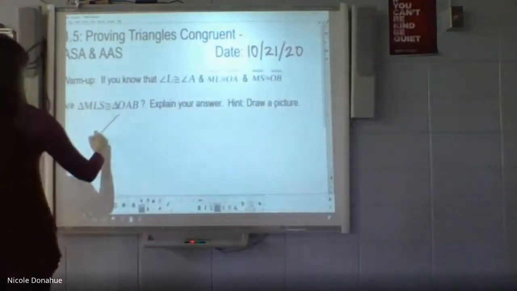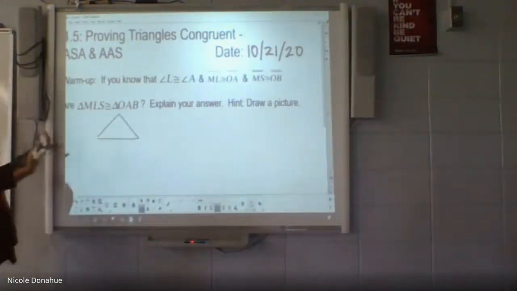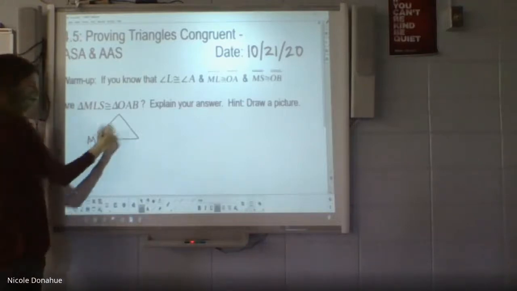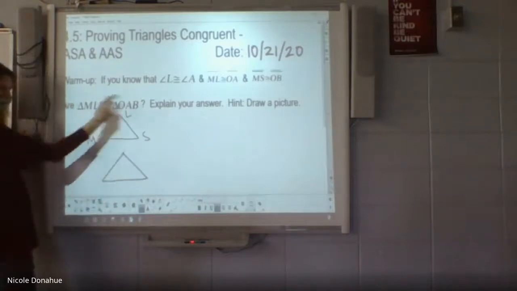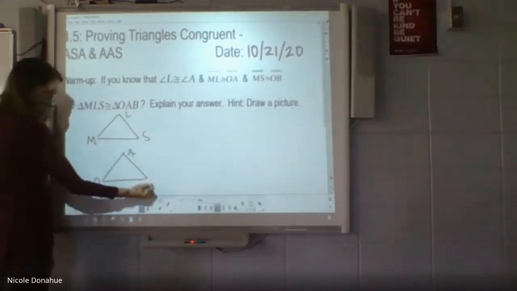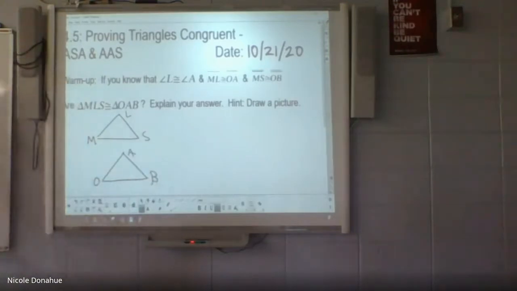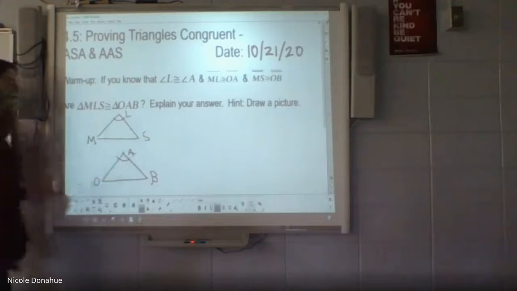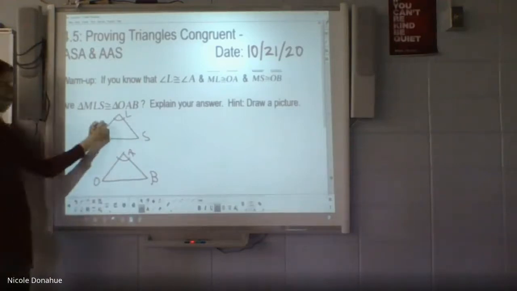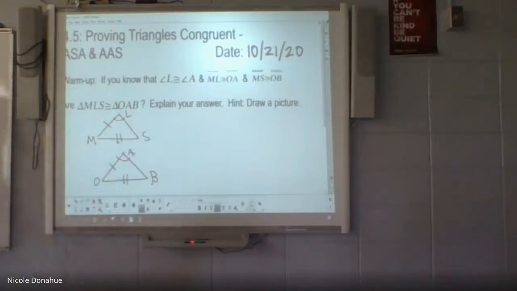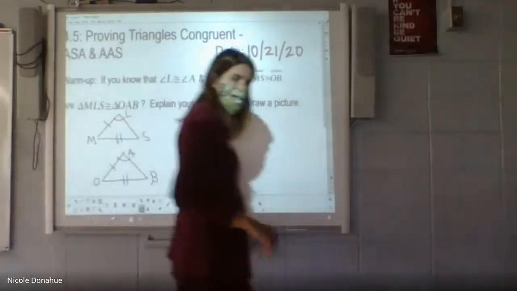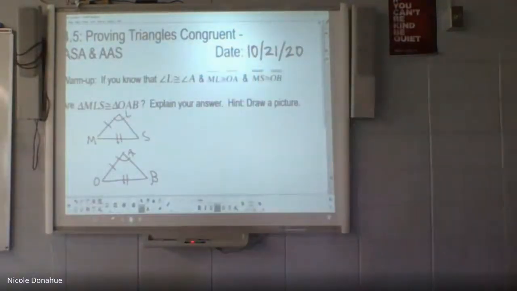So again, I suggest that you guys draw, and when I call it MLS, and then I'm going to go OAB, I'm just going to draw it in the same order. So OAB, and I'm drawing them to look alike, just assuming that. But then I'm going to mark up everything they told us. So they tell me L is equal to A, ML is equal to OA, and MS is equal to OB. So once I do that, I'm hoping it's a little more obvious to you whether or not they're congruent.